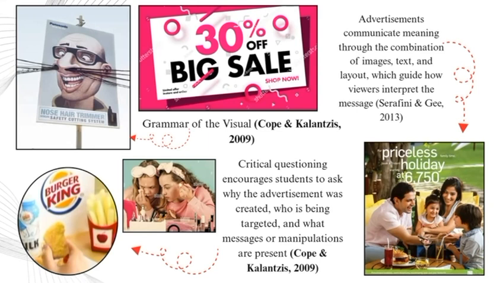Cope and Kalantzis introduced the idea of grammar of the visual, where choices like color, size, and perspective subtly communicate persuasive messages. Think of a bold red sale banner or the way a model's gaze is directed. They add another layer by focusing on ideological questioning. Takaya shows that by moving from noticing to interpreting to critiquing advertisements, students build visual literacy skills that they can use across multiple texts.